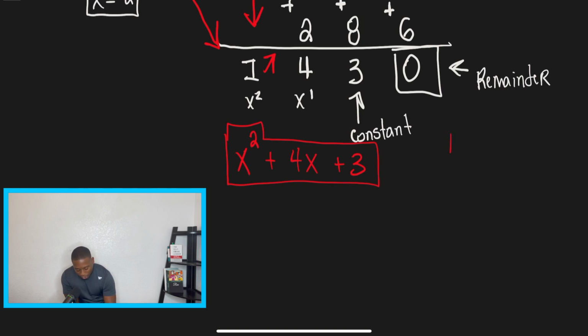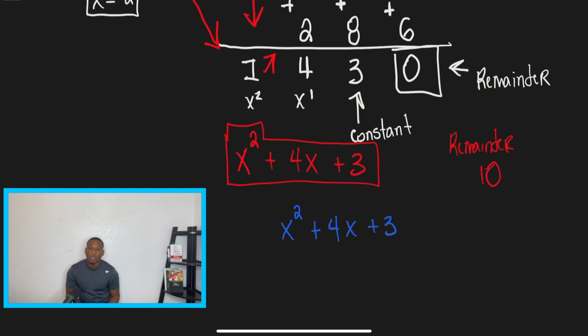Very last tip. Let's say that we had a remainder of 10 in this problem. How would we write the answer? This is one way that you could do it. You write the same trinomial over, and if we have a remainder, we put our remainder over what we divided by. We divided by x minus 2, so we put the remainder at the end and then put it all over x minus 2.